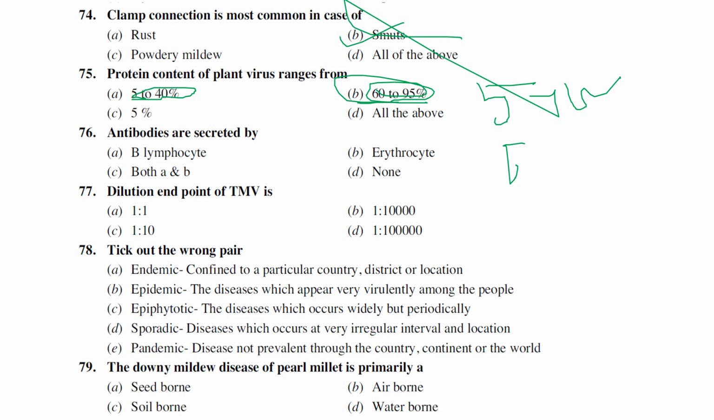All plant viruses generally range from how much, they are asking. So generally all plant viruses contain a protein content of 60 to 95%. So the answer is B.